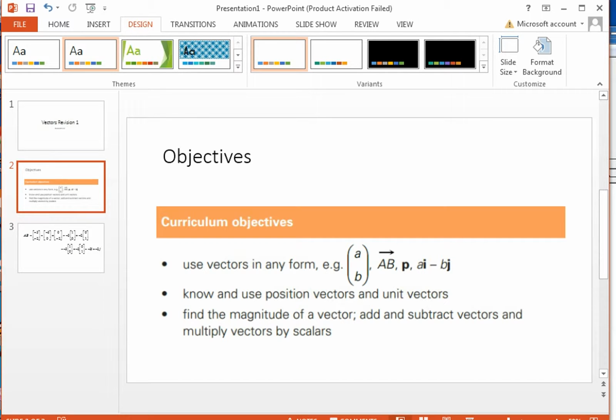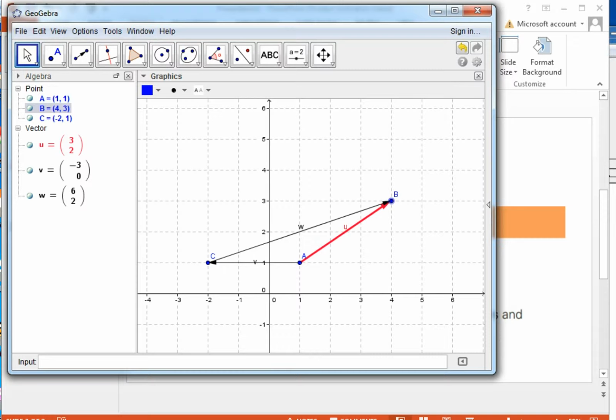Use vectors in any form, AB, AI plus BJ. Now, let's try to go back to this and use position vectors and unit vectors. And let's try to discuss that one with the help of our GeoGebra here. Now, let's go back to this. Let me just remove that point C there. Let's go back to this one.